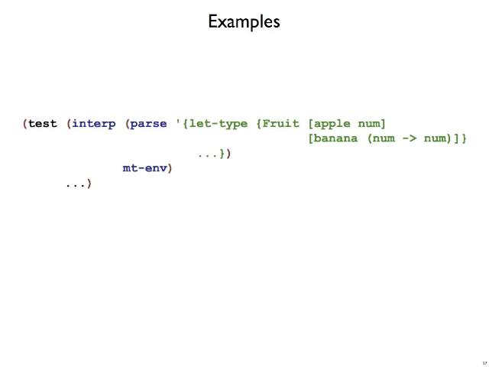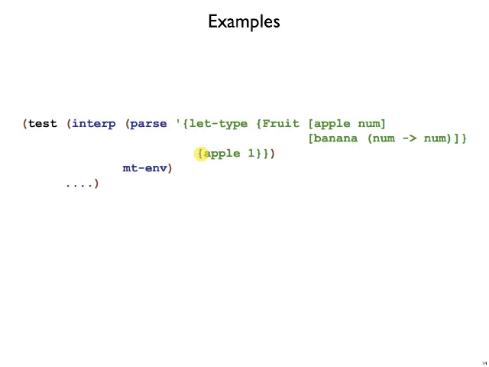Let's look at some examples for interp and our new forms. If we have a let type form, then the value of the let type form really depends only on the body of the let type. So if we put a 1 in the body of the let type, then 1 is the result. Let type is just locally binding fruit and apple and banana for use in the body. If the body doesn't use them, that's fine.